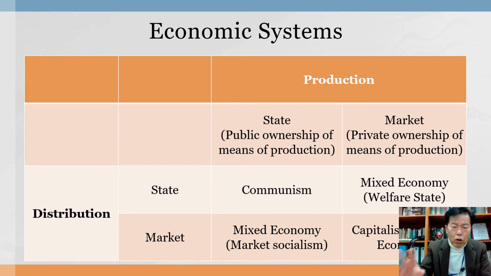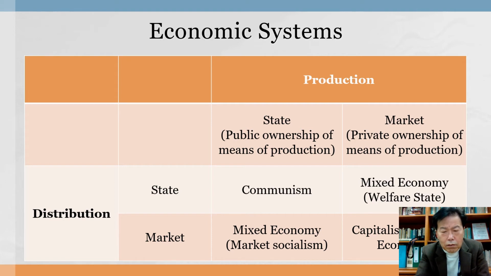On the other hand, when both production and distribution of goods and services are left largely to market exchange, we may call the system capitalism or market economy. And there are mixed economies as well. On the one end, the means of production is privately owned, but the state intervenes deeply in distribution. That is the welfare state type mixed economy.